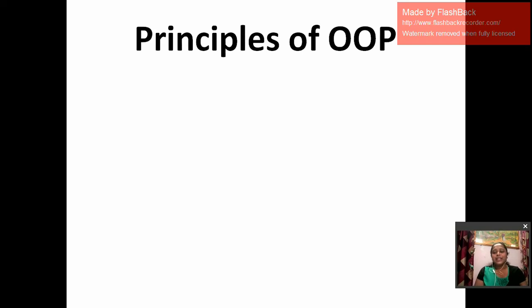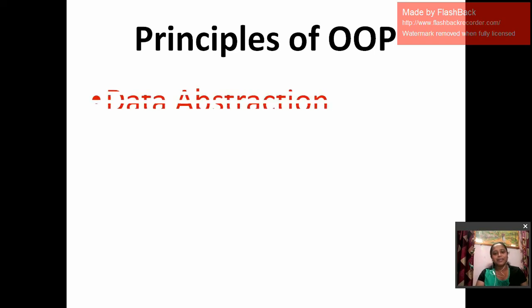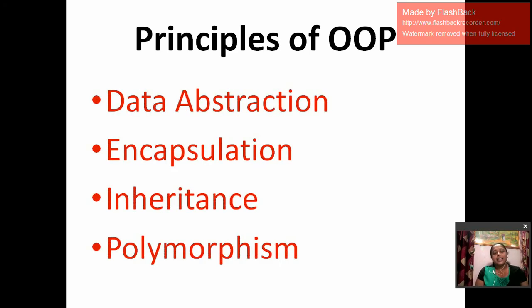Here we will learn object-oriented programming in detail. First, we will learn that there are some principles of object-oriented programming, which are the key points to use OOP. What are those? Let's see. These four are the principles: data abstraction, encapsulation, inheritance, polymorphism. Now, let's go in detail.